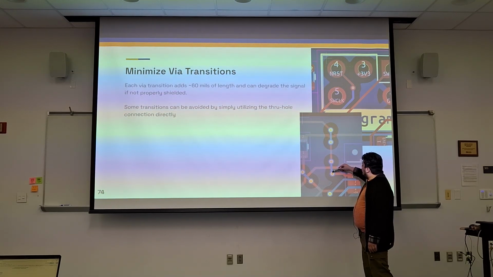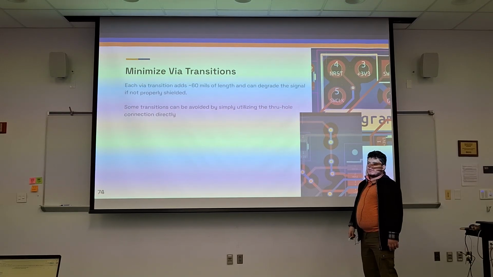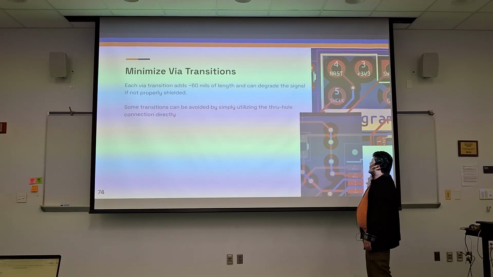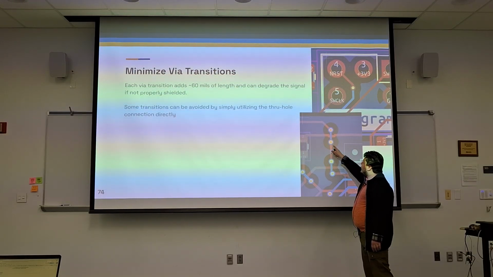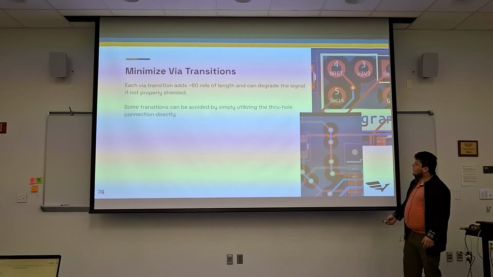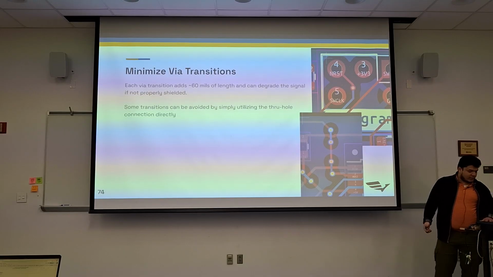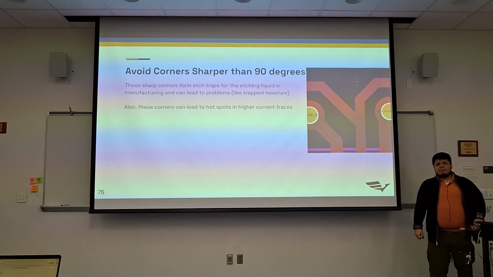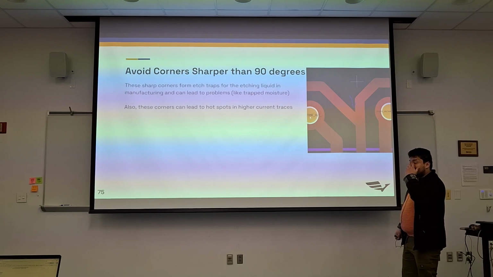If we just stayed on the bottom layer this whole time, we save ourselves 2 vias that are just degrading our signal. So it's good to use them where necessary, but let's try to minimize them, because each one of these vias is only degrading our signal more. So it's something to look out for as you're routing, especially complicated boards.